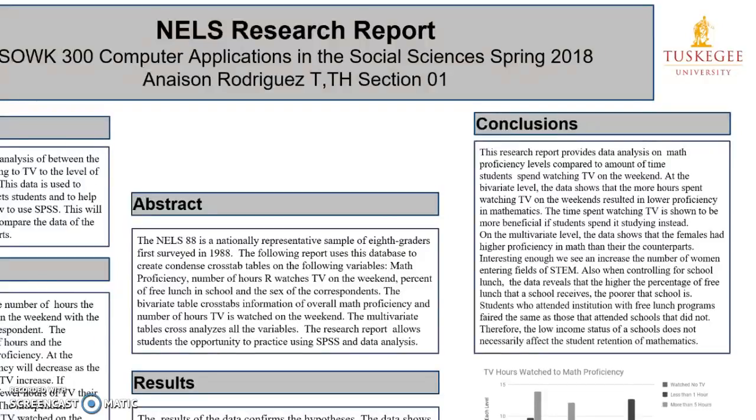These things are important because we see an increased number of women entering the fields of STEM, and controlling for student lunch shows that there's a higher percentage of students that receive lunch than those who do not. Students who attend institutions with free lunch programs fared the same as those who attend schools that did not, and therefore low income status of schools does not necessarily affect the retention of mathematics.